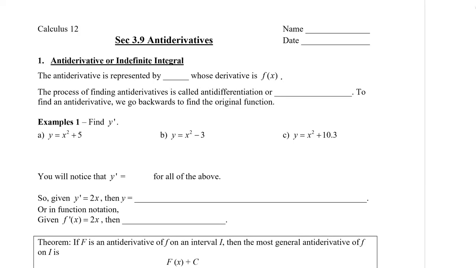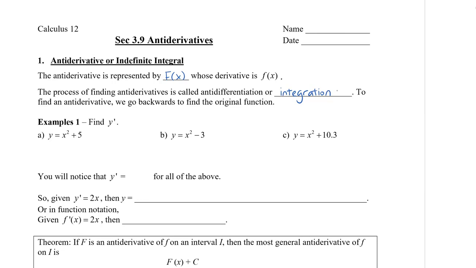In this video, I'm going to show you how to find the antiderivative. Sometimes people call it the indefinite integral. Now the antiderivative is represented by capital F of x, whose derivative is f of x. Now the process of finding antiderivatives is called antidifferentiation, or sometimes integration. To find an antiderivative, we go backwards to find the original function.